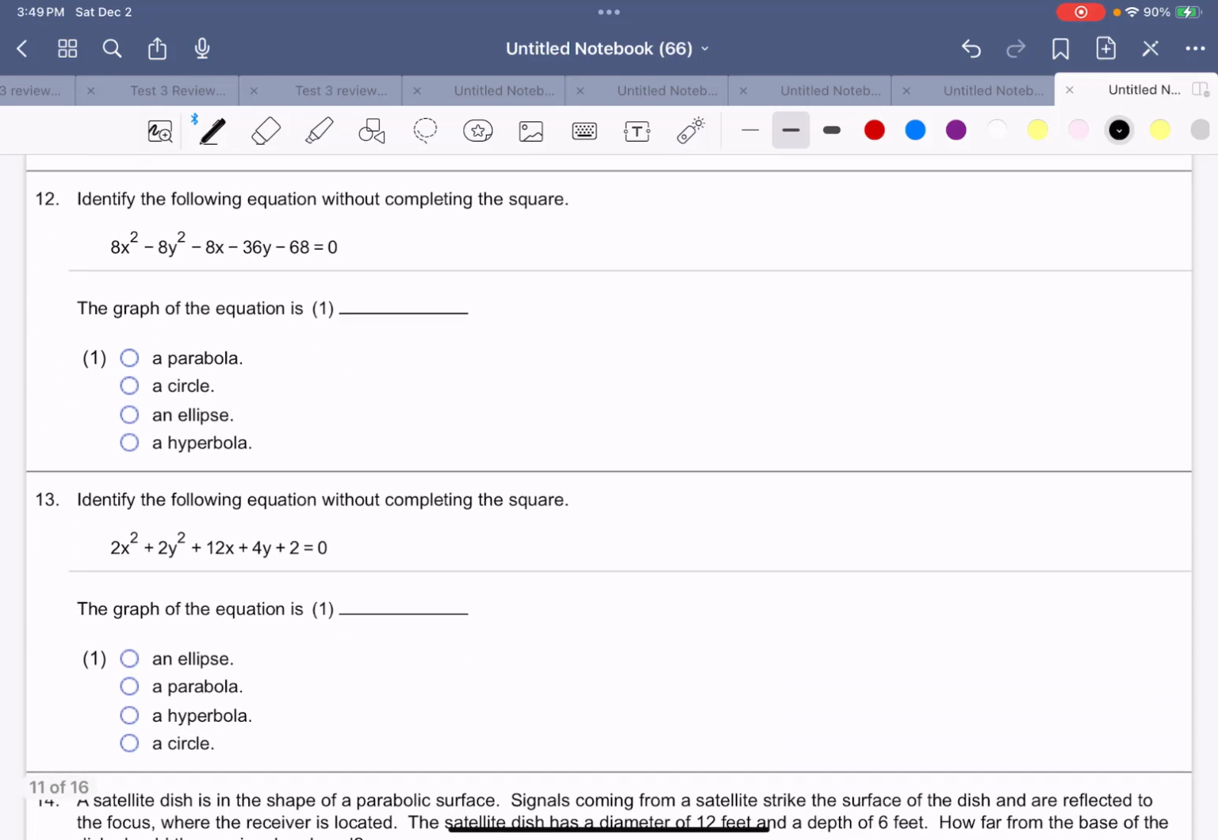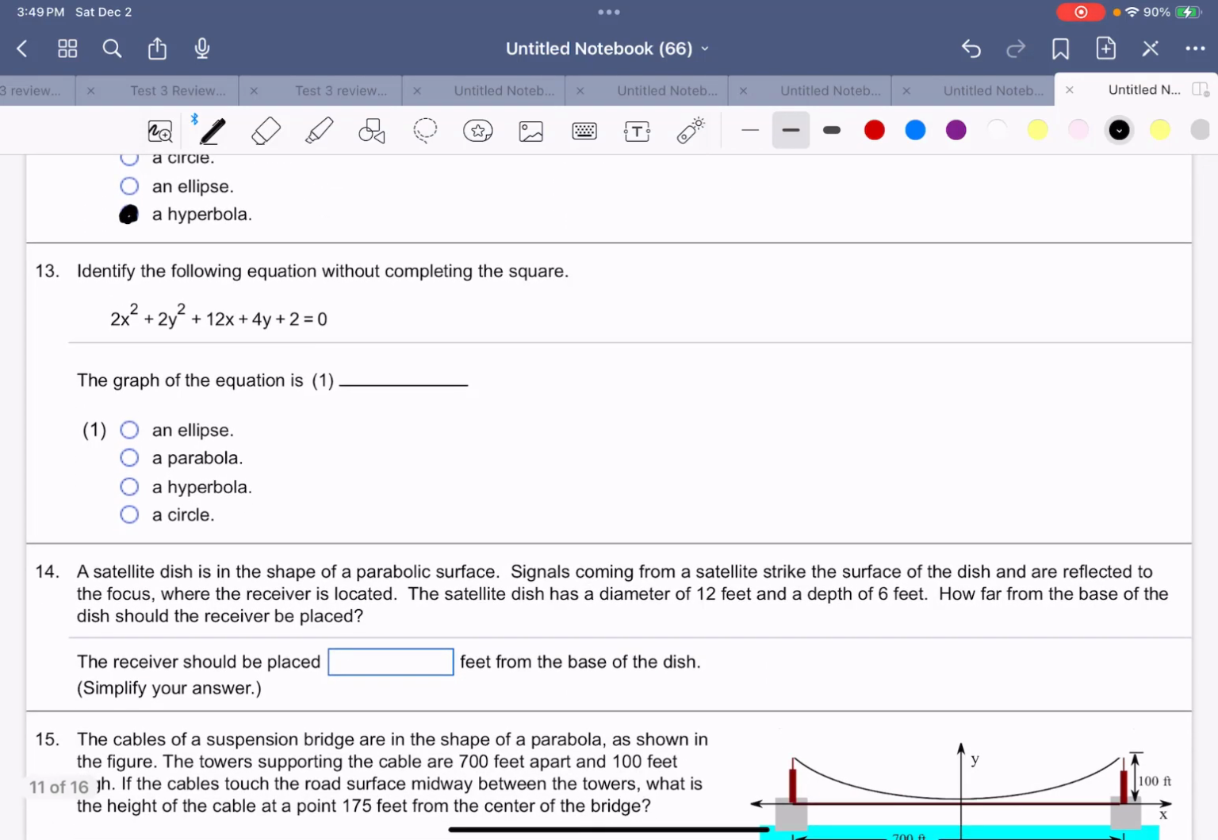Number 12, identify the following equation without completing the square. Well, this time I have an x squared and a negative 8y squared. So 8x squared, negative 8y squared. When they're both squares, one is positive and one is negative, this is a hyperbola. So both variables are squared. One is positive, the other is negative. It will be a hyperbola.